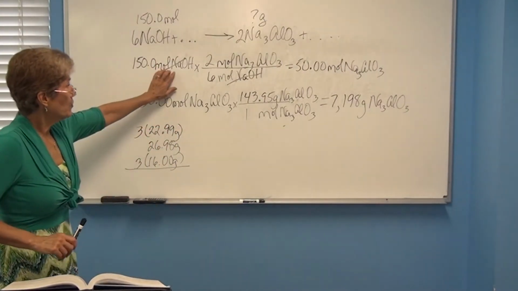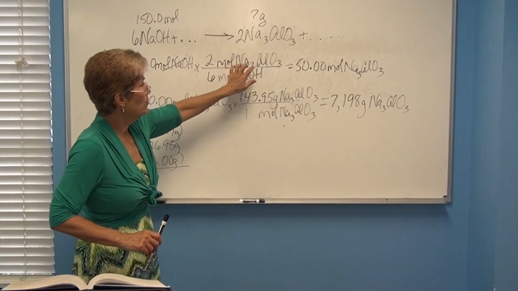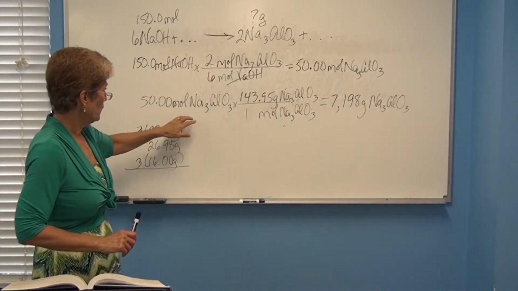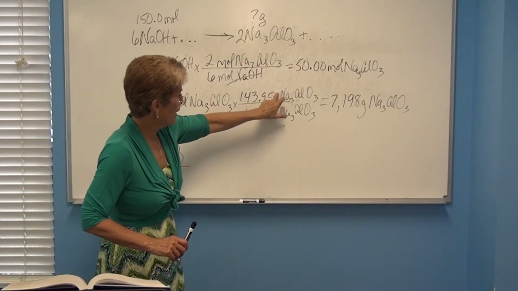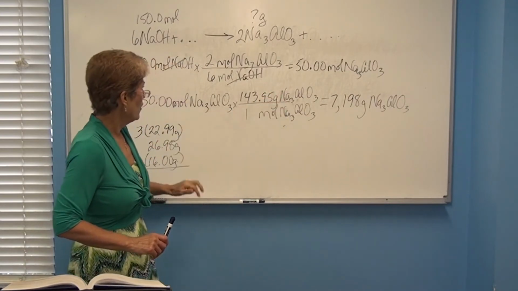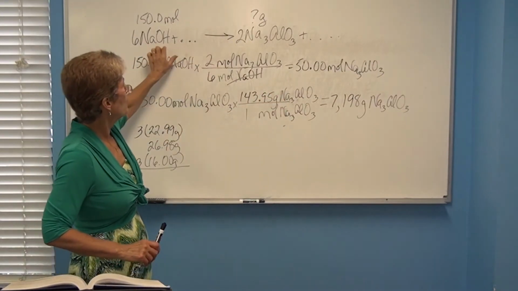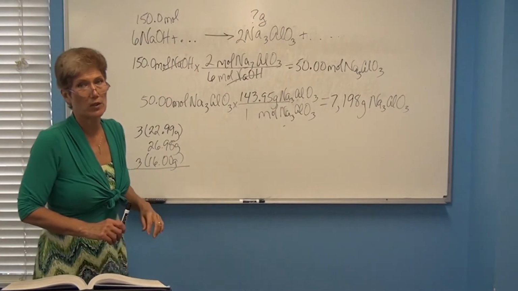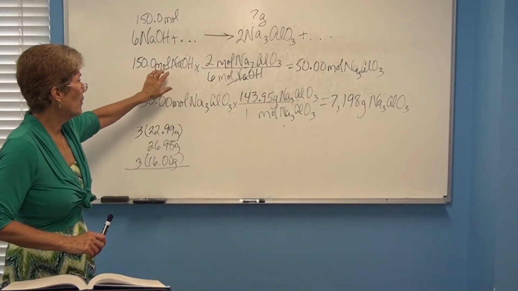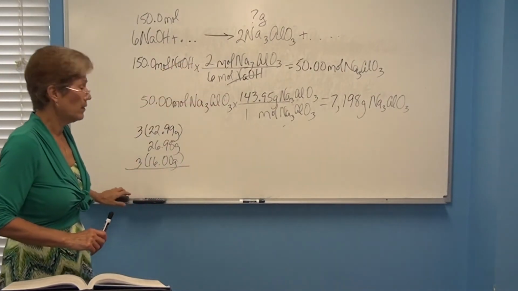It's very important that you keep these with you so that you see what you're doing is legal. You're allowed to do moles to grams of the same thing. You're allowed to do moles to moles when you're doing things within the balanced chemical equation. But you can't jump right from the moles to the grams of something.